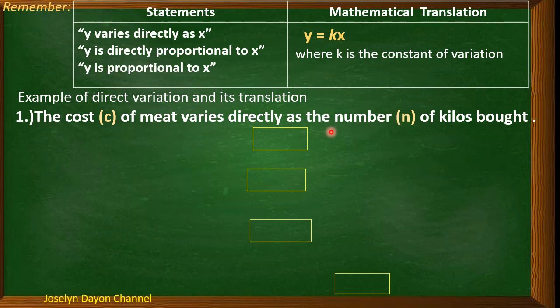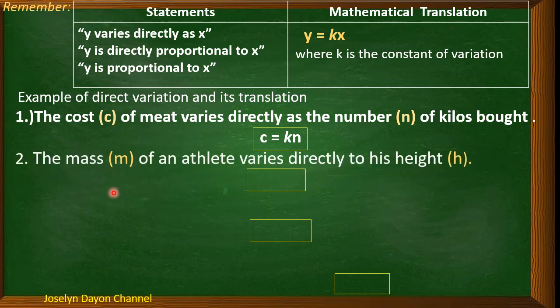So once we're going to translate this, it will be translated as C equals KN. Cost, that is C, is equal to, varies directly, do not forget to write the variable K. This is the constant of variation. And the number of kilos bought, we have N. This is the translation.